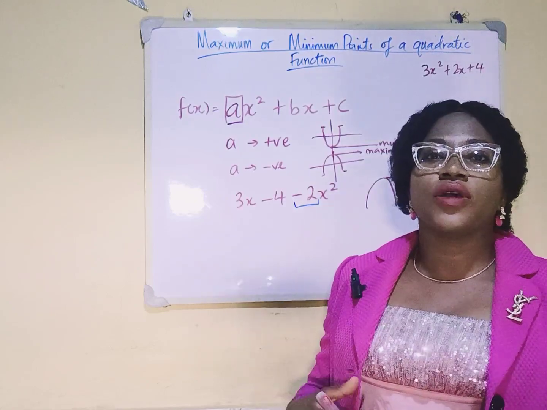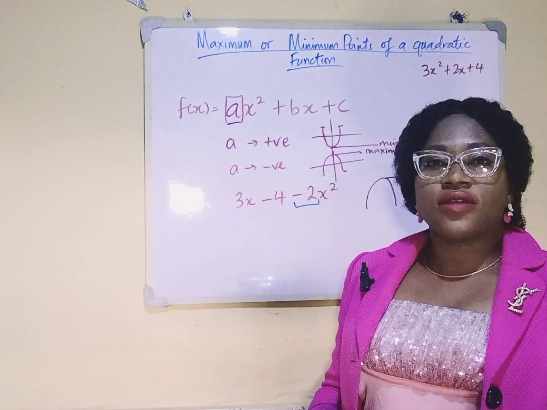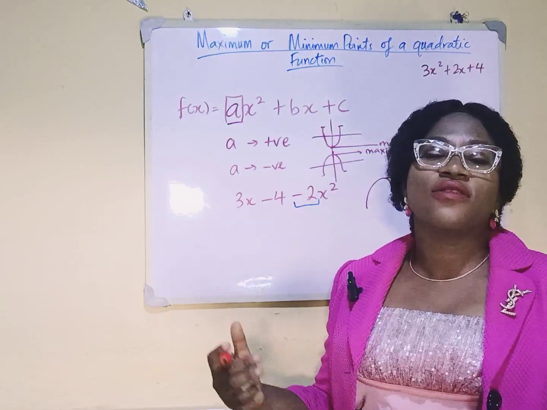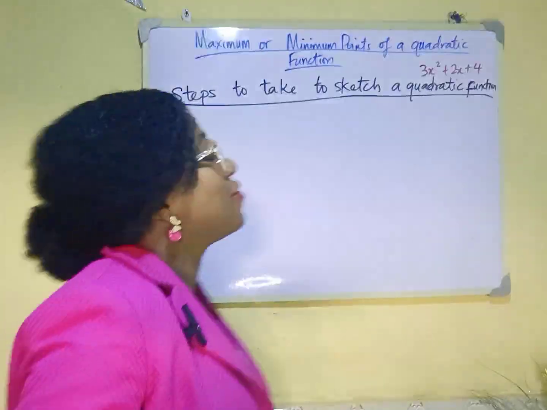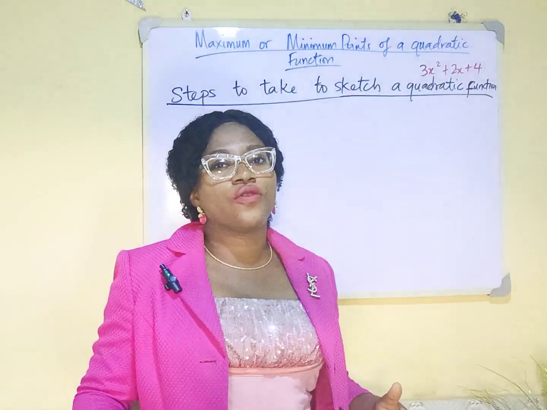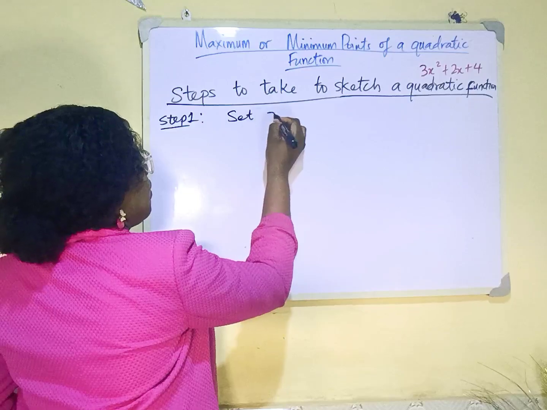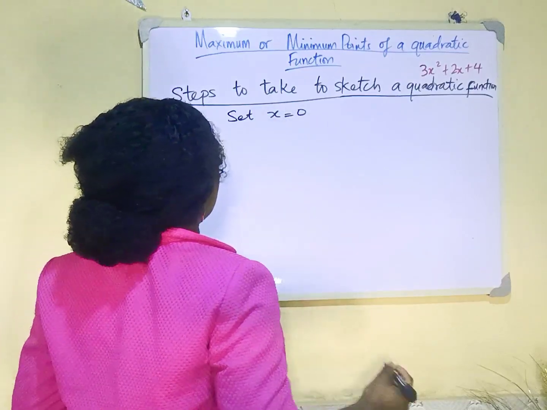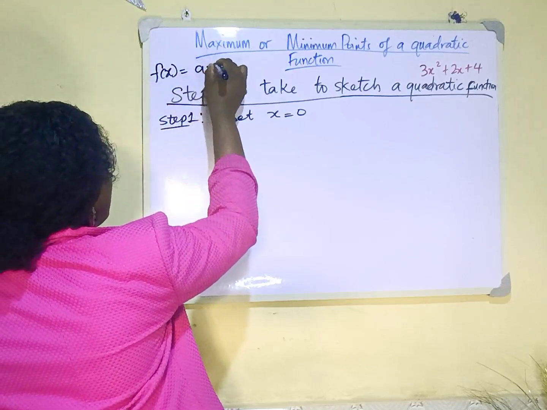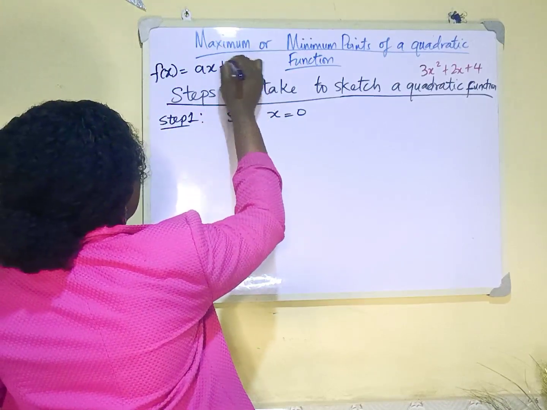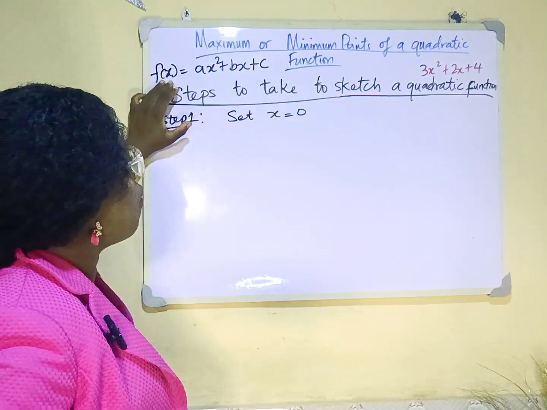The next step is knowing how to graph the quadratic function. In graphing the quadratic function, we are going to also get the turning point or the stationary point of the quadratic function. So steps to take to sketch a quadratic function. The first step, step 1, is set x to be equal to 0. So if I'm given a function f of x is equal to ax squared plus bx plus c, we are seeing f of x to be our y.